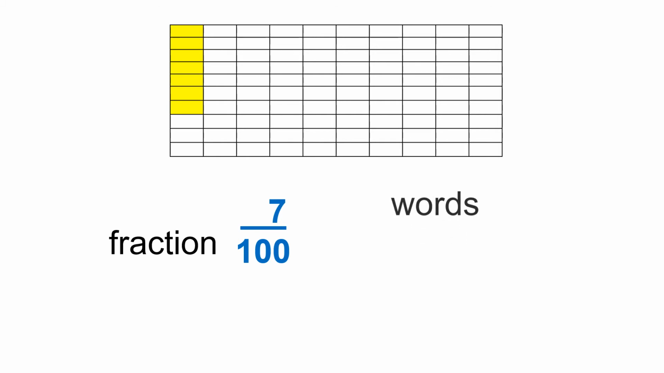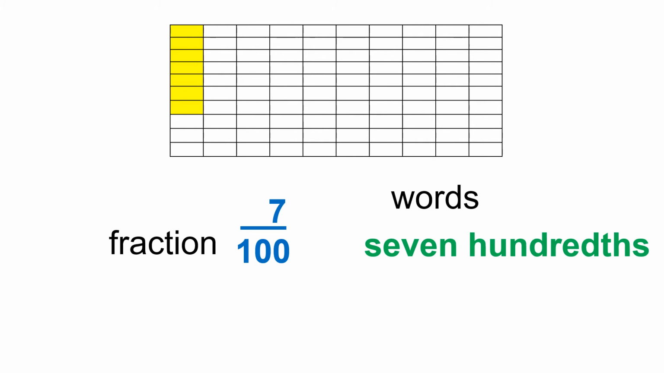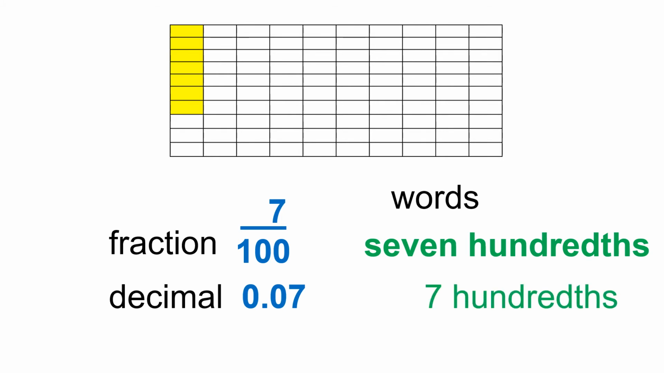Now let's write the fraction which represents this shape. I have here 7 colored parts out of 100 parts. 7 out of 100. Okay, if I want to write it in words, it will be seven hundredths. And as a decimal, it will be 0.07. And we will read it as 7 hundredths.